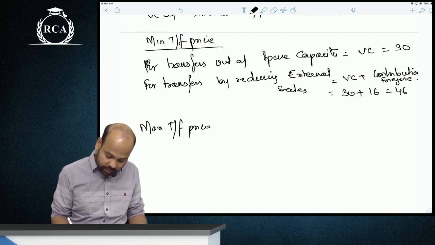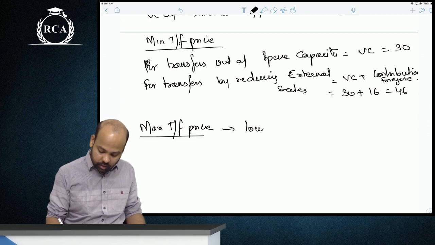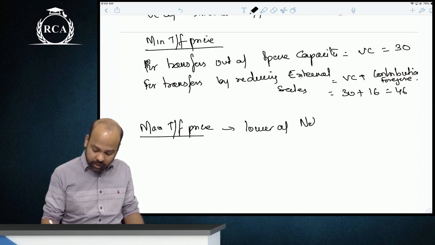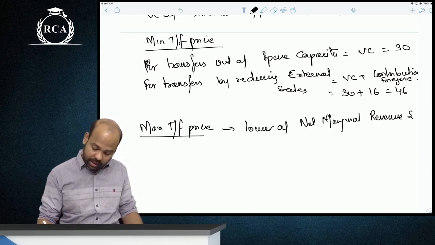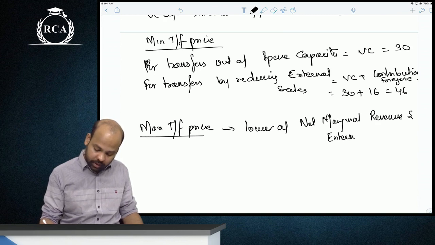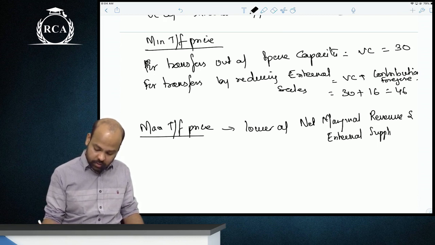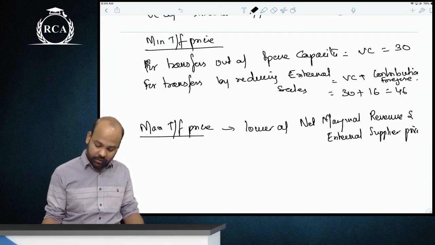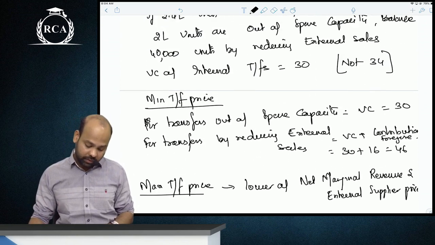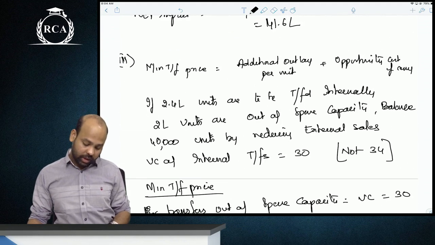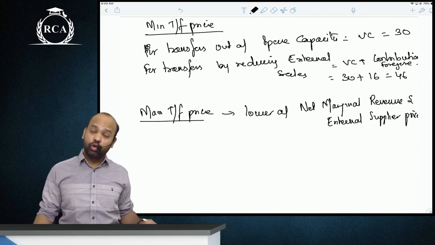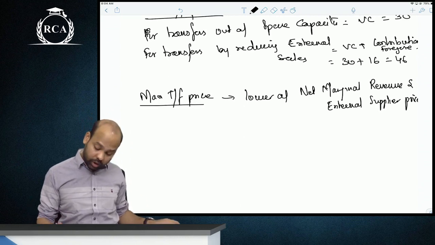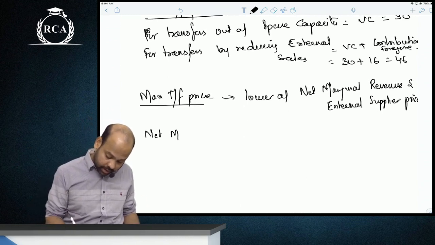Maximum transfer price would be the lower of net marginal revenue and external supplier price. This would be your maximum transfer price, guys. So sir, how am I supposed to arrive at the amount of maximum transfer price? So, guys, I will have to write net marginal revenue compulsorily. I do not have an option, guys. Net marginal revenue.